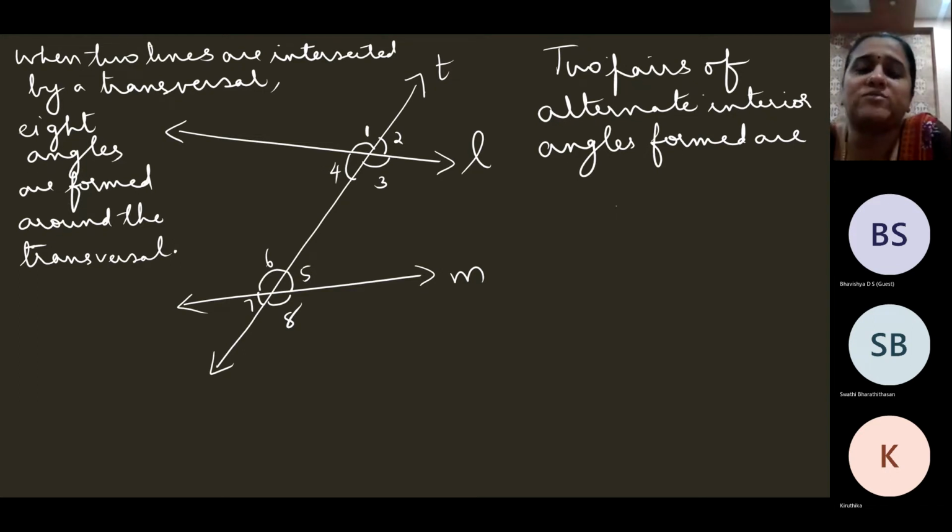Where else have you come across pairs of angles? Can you tell me some terms which refer to a pair of angles which you've already come across? Tell me some terms that refer to a pair of angles.